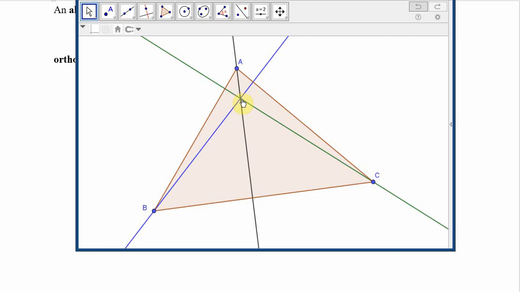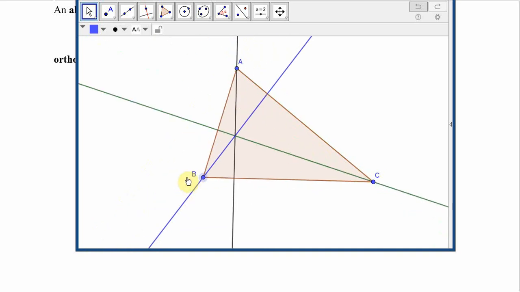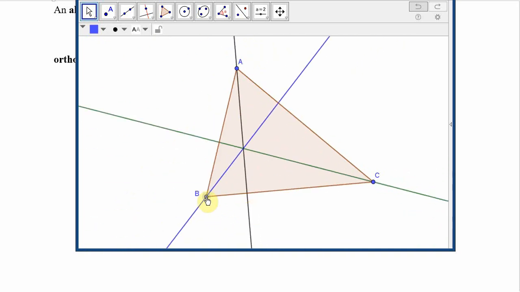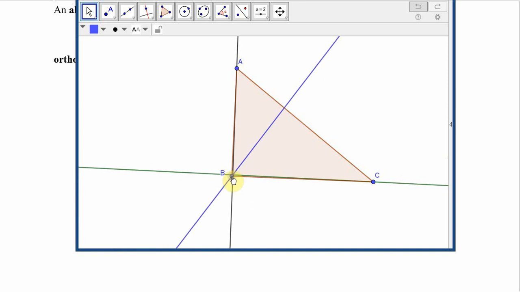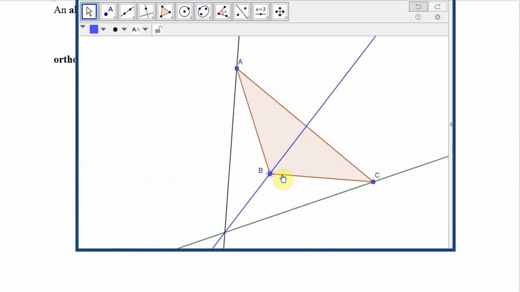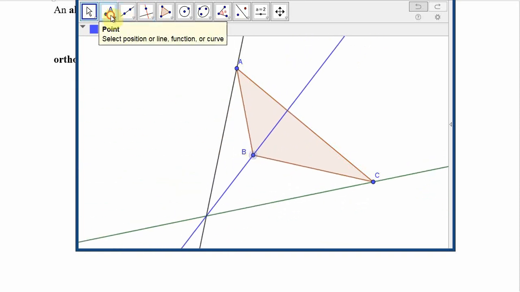Now, with this nice computer tool, I want to show you that it is possible for the intersection of these three altitudes to be outside of the triangle. And we'll look at some cases. It's possible for the orthocenter to be right on one of the vertices, and it's possible for the orthocenter to be outside of the triangle as well. So that's this point right out here.